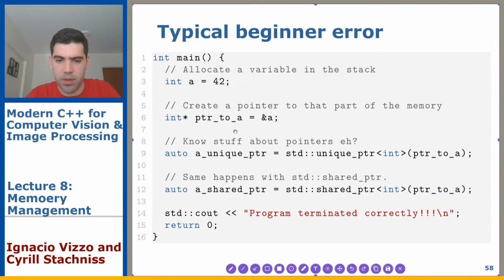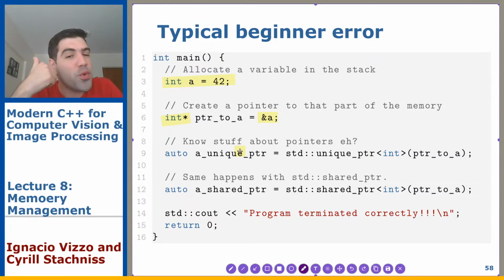So first of all, you allocate one integer variable on the stack. And then you create a pointer to this variable, and you take the address of this variable. First error. Why are you creating pointers to memory that is allocated on the stack?